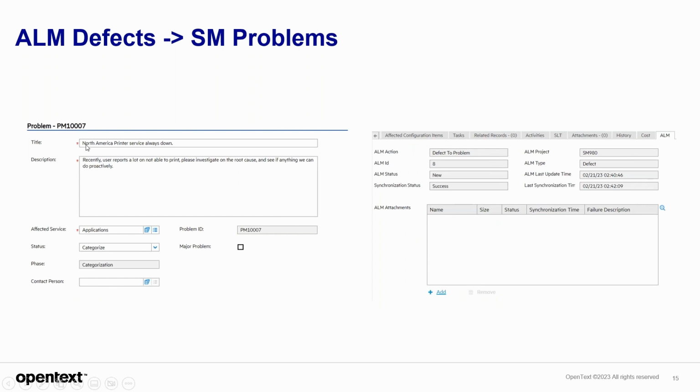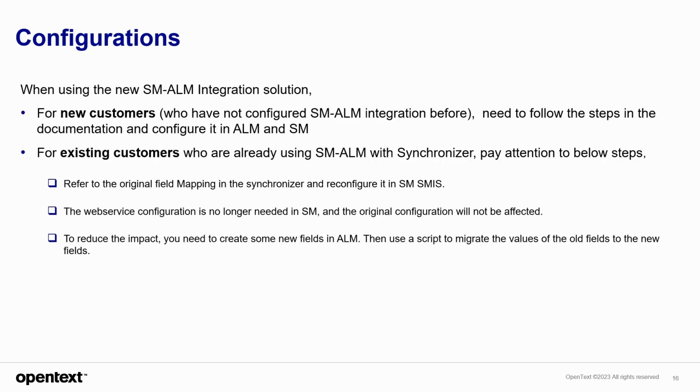On the SM side, you'll find that the new problem is created with the title, description, and some fields. And in the ALM tab, you'll find that those values are also updated. The defect number is here, and the defect status is new. Because it's synchronized from ALM to Service Manager, so far there is no ALM attachment here. And those are the use cases part.